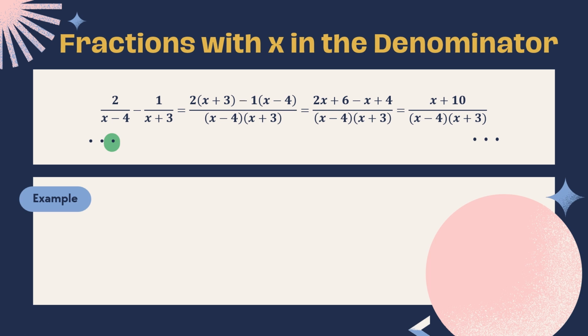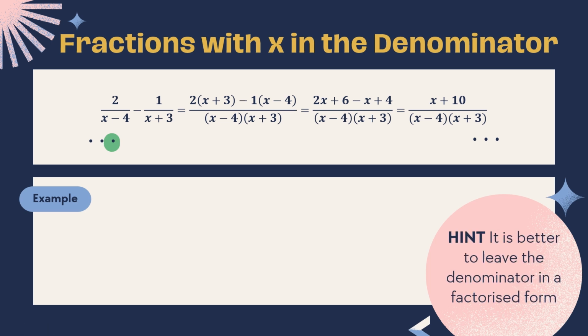So 2 times x plus 3 minus 1 times x minus 4 over x minus 4 times x plus 3. Then multiply out the numerator. We've got 2x plus 6 minus x plus 4 over x minus 4 times x plus 3. After that, simplify the numerator: 2x minus x is x, and 6 plus 4 is 10. So the final answer is x plus 10 over x minus 4 times x plus 3.